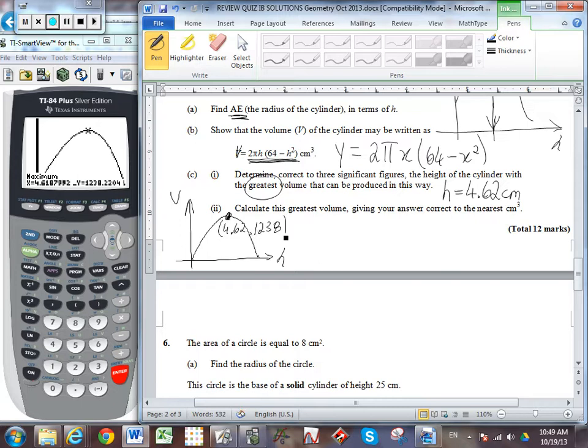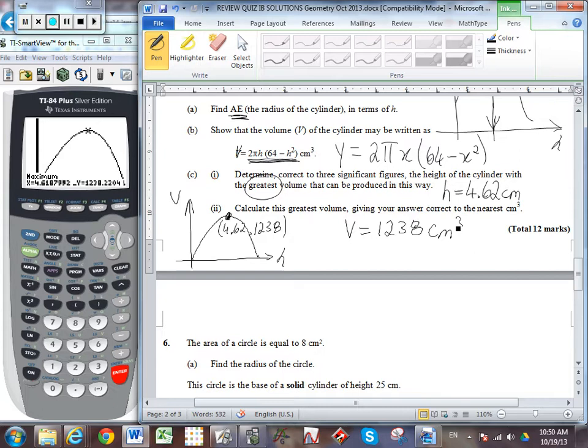and 1,238 would be my volume at that particular value. It says calculate this greatest volume. Well, it's being given to us on the graph as well. 1,238. And that's already more than 3 significant figures. Oh, whoops, it says correct to the nearest centimeter cubed, and that's what I've got right now. So there we go, there's the answer to number 5.